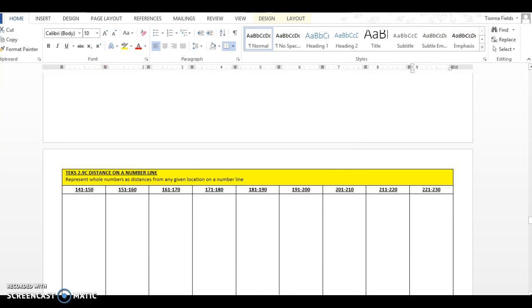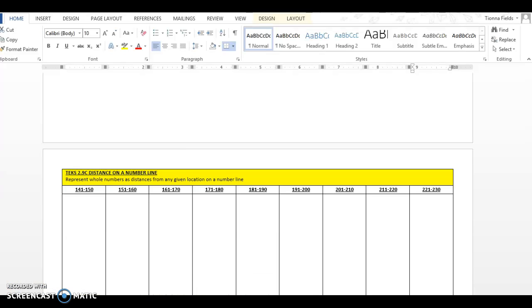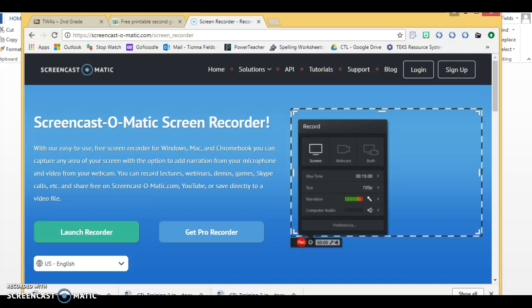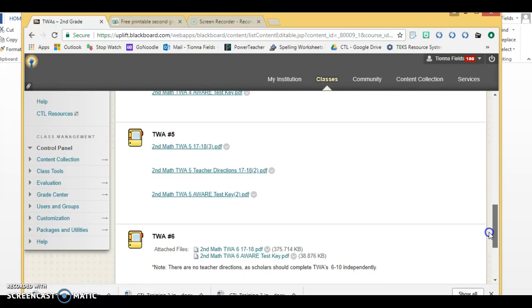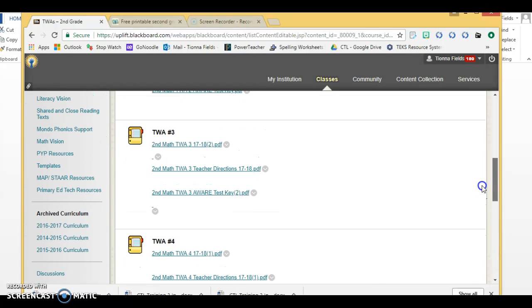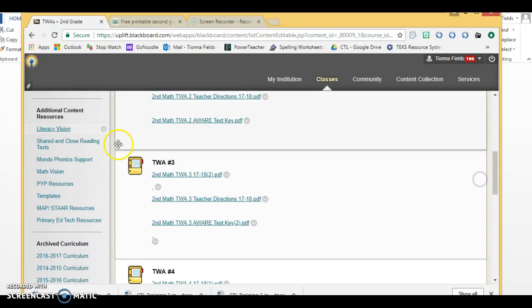So we went over that. Of course, the unit at a glance is posted. Always check out Blackboard. There's plenty of resources for us here. Once again, the TWA is there. If you wanted to know how to find the scope and sequence for the problem of the day, that's over here in the Math Vision is where you can find that.